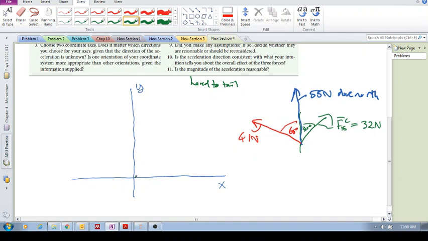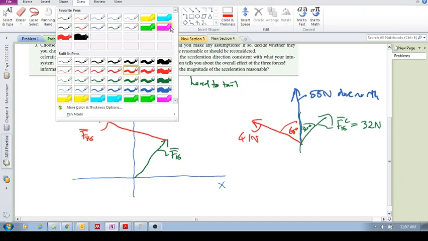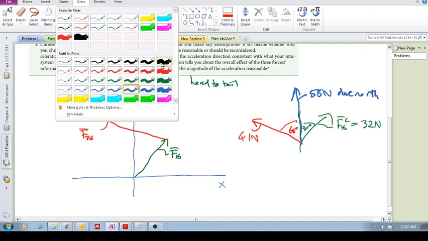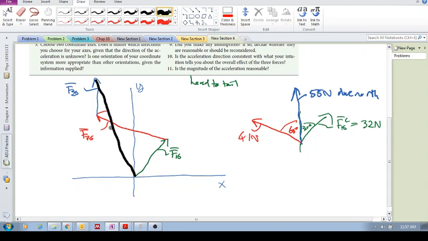So let's put in F1S. Then you can add this one, head to tail. You put the tail here, and that's F3S. Then you've got one that can go straight up. That's F2S. And then that's your resultant, the sum of your forces.